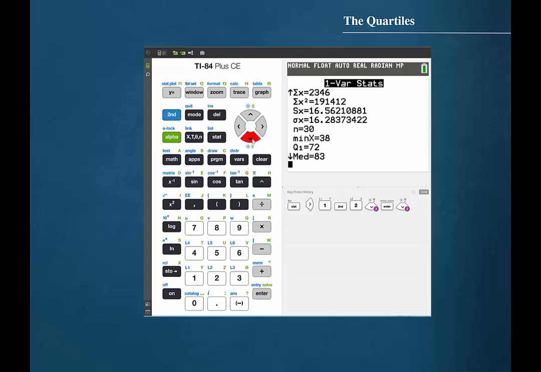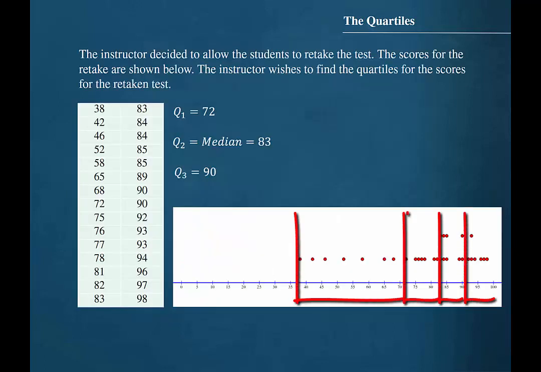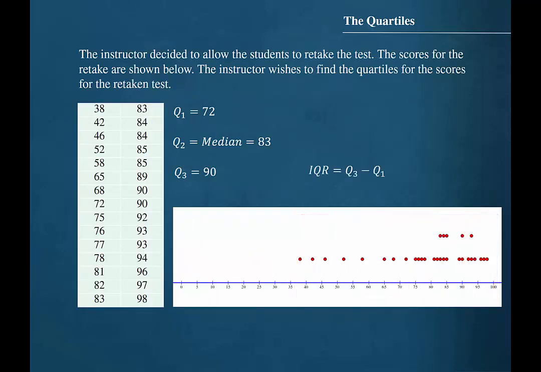Again, we will cursor down to the bottom and find that the first quartile is 72, the median or second quartile is 83, and the third quartile is 90. Again, a dot plot shows us the span of data points in each quartile. The interquartile range for this data set is 18. So the middle 50% of the data values are concentrated into a shorter span for the second set of data.